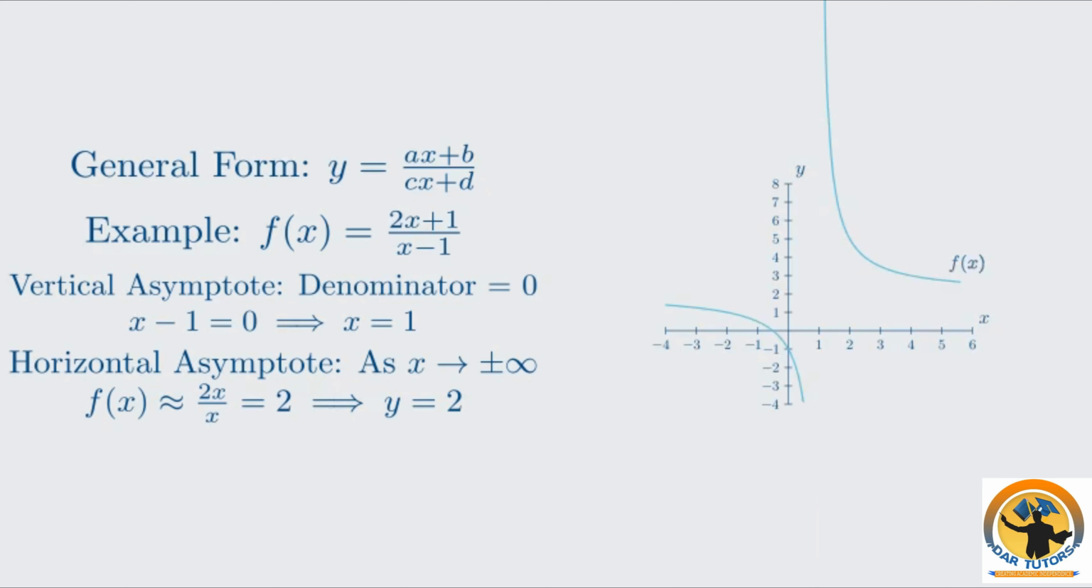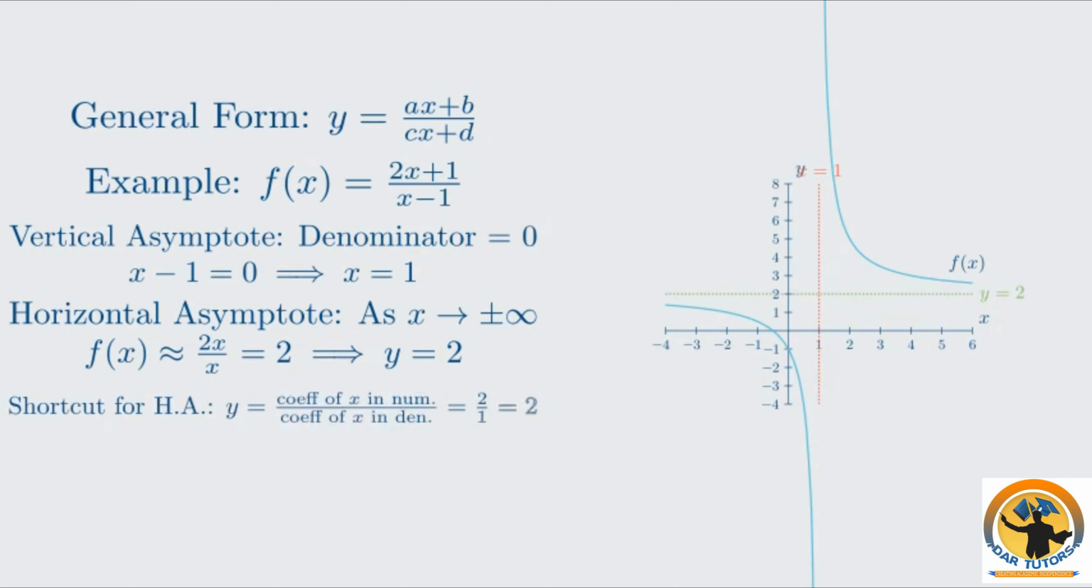Let's look at the graph. You can see the vertical asymptote at x equals 1, and the horizontal asymptote at y equals 2. The graph approaches these lines, but never touches them. A quick way to find the horizontal asymptote for this form is to take the ratio of the coefficients of x in the numerator and denominator. Here, it's 2 over 1, which is 2.